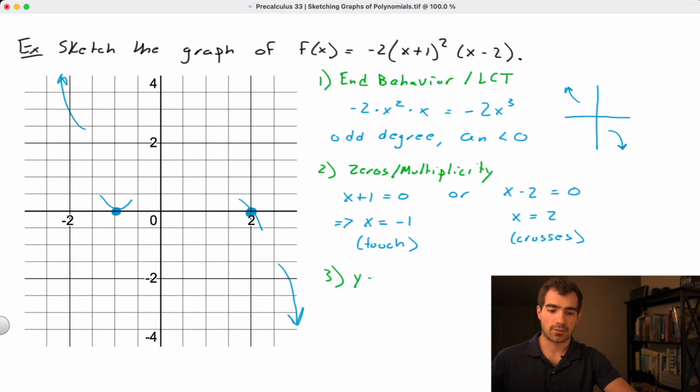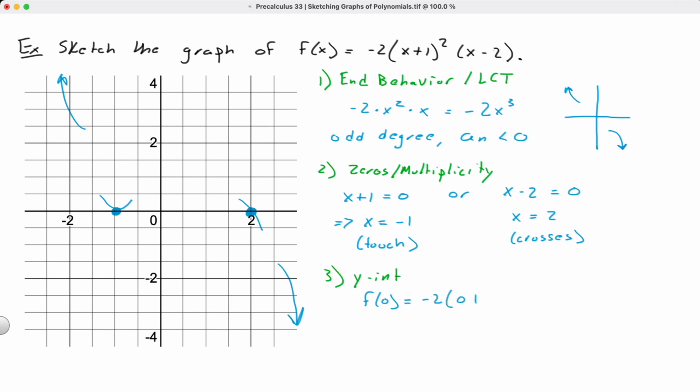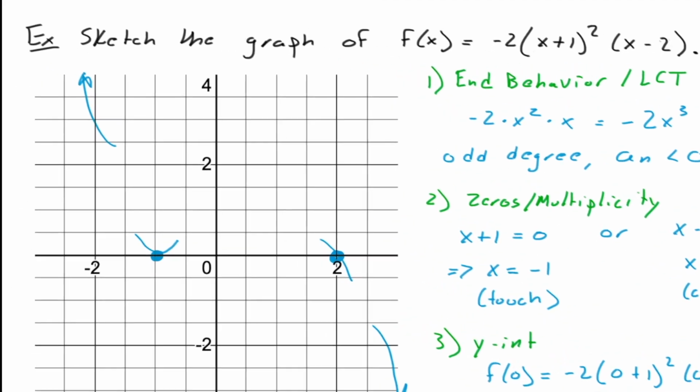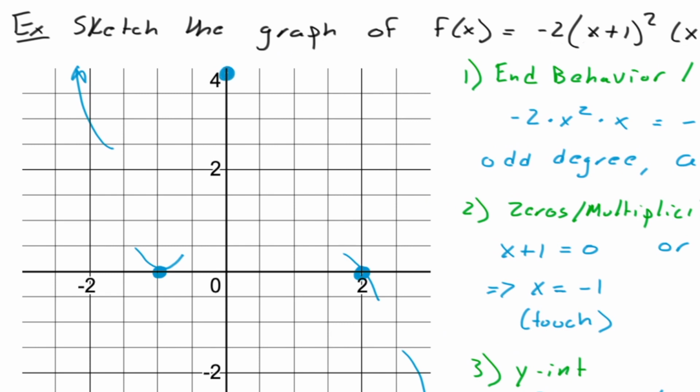Next, we can take a look at the y-intercept. This will give us just one more point to plot to help us connect all of the dots. We know that we can find this by computing f of 0. In other words, -2 times 0 plus 1, the quantity squared, times 0 minus 2. Simplifying this, we have -2 times 1 squared times -2, which is 4 times 1, or in other words, just 4. And so we can go ahead and plot our y-intercept here at (0, 4). And then we have roughly enough information to connect the dots.